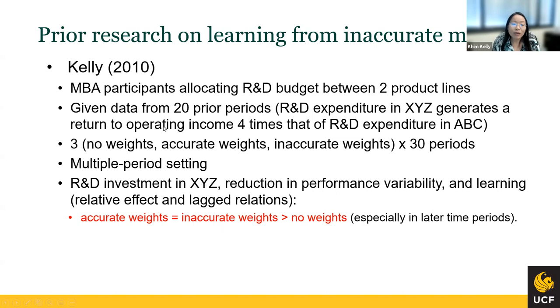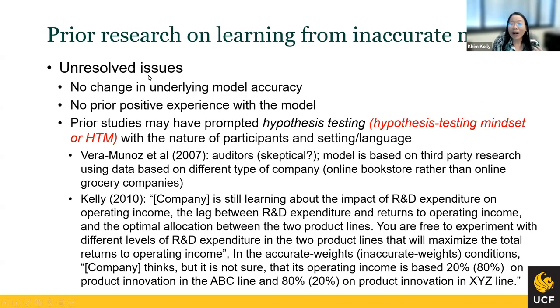But there are still some unresolved issues. And what are they? This is what my current paper speaks to. Number one, there is no change in the underlying model accuracy, which means that in prior studies, the model is either always accurate or always inaccurate. Number two, those people with the inaccurate model never had a situation where they had a positive experience with the model. They were investing according to the model as if it was accurate. They never had this positive prior experience.